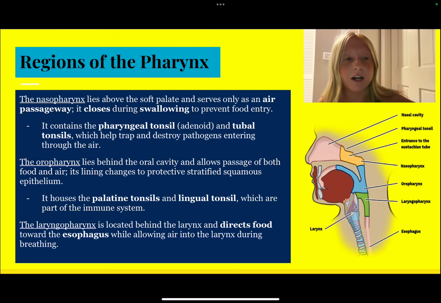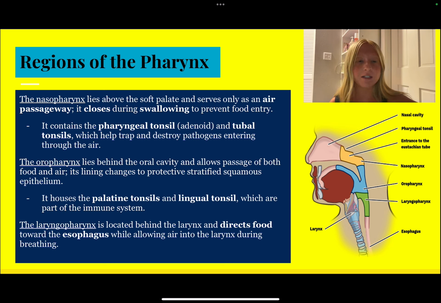The regions of the pharynx include the nasopharynx, oropharynx, and laryngopharynx, like we saw before. A little bit about the nasopharynx: it lies above the soft palate, and it serves only as an air passageway, which it also closes during swallowing to prevent food entry. It contains the pharyngeal tonsil and the tubal tonsils, which help trap and destroy pathogens entering through the air.